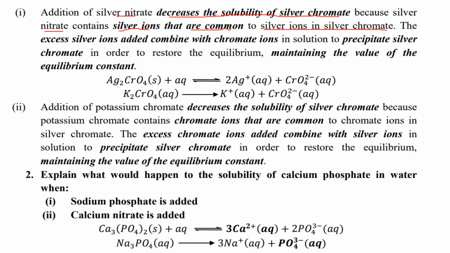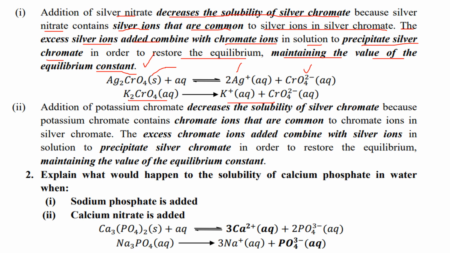Here, we are going to say that the excess silver ions added are going to combine with chromate ions, just like I earlier explained, in the solution to precipitate the silver chromate in order to restore the equilibrium, maintaining the value of the equilibrium constant unchanged, like we looked at under chemical equilibria. So when you're ionizing silver chromate, we form silver ions and chromate ions. And now this is answering Roman number 2.